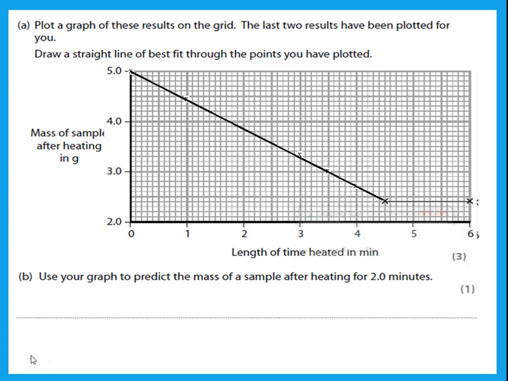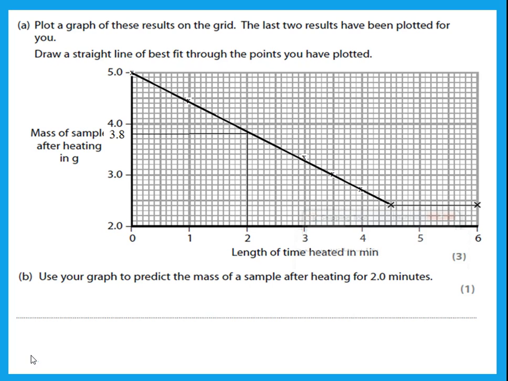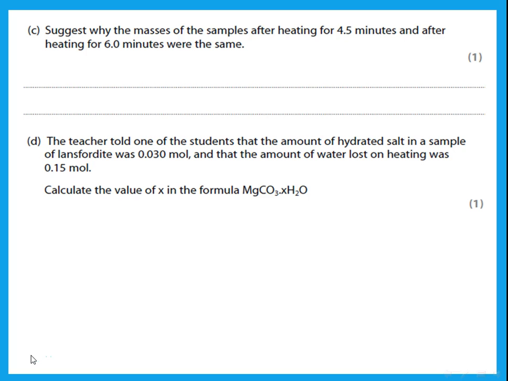Now use your graph to predict the mass of a sample after heating for 2 minutes. So where is 2 minutes? That's 2 minutes. So that comes out to be 3.8 grams. Can you see that? Now explain why the masses of the samples after heating for 4.5 minutes and after heating for 6 minutes were the same. If I keep heating the sample and the mass becomes constant, that means all the water has been lost.